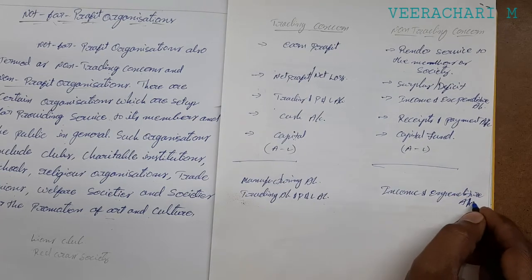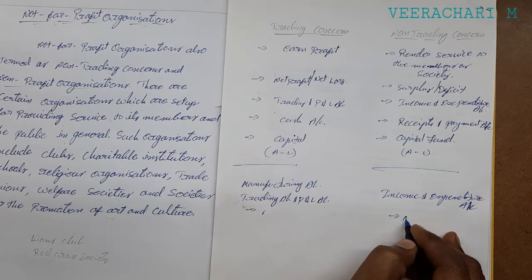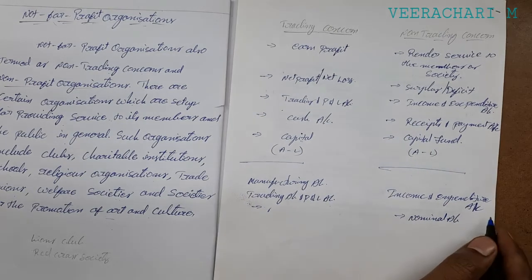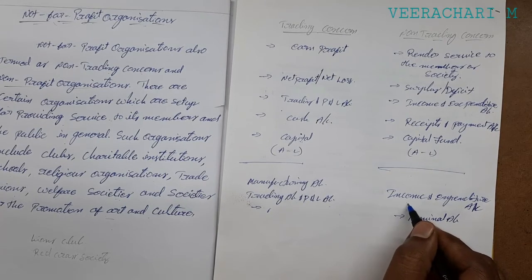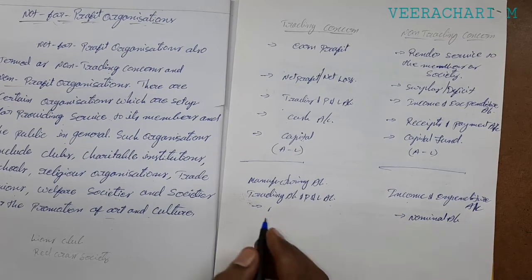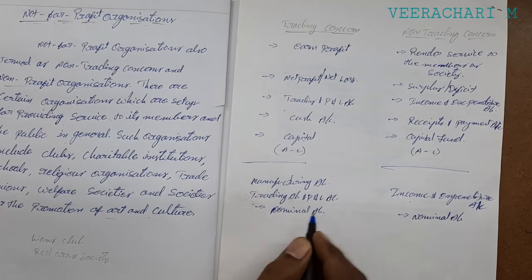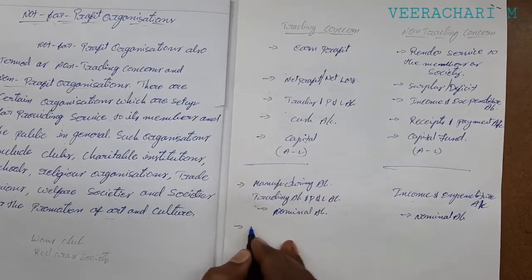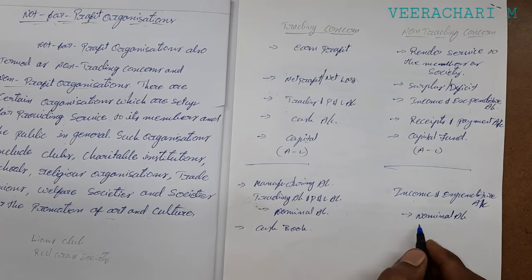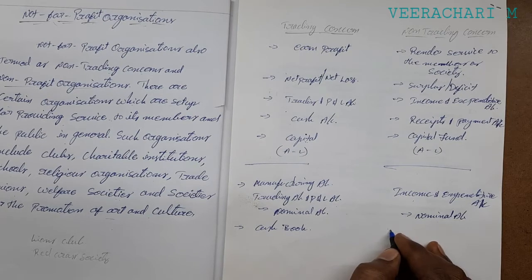The income and expenditure account follows the nominal account. All expenses should be debited and all incomes credited. All losses should be debited and all gains credited, as per the nominal account rule. Next, in a trading concern business we have the cash account or cash book, but in a non-trading concern business we prepare the receipts and payment account.